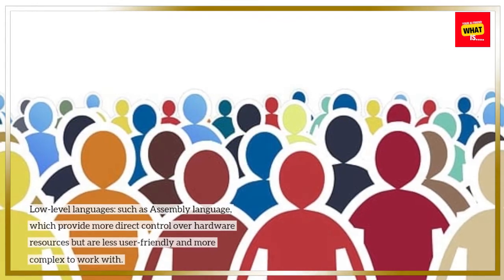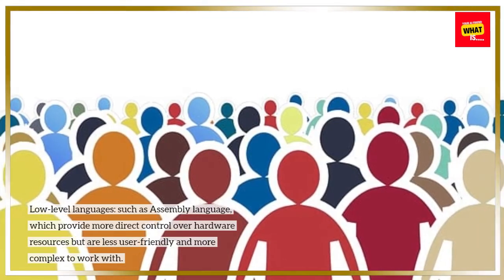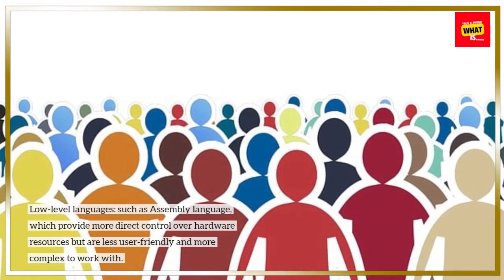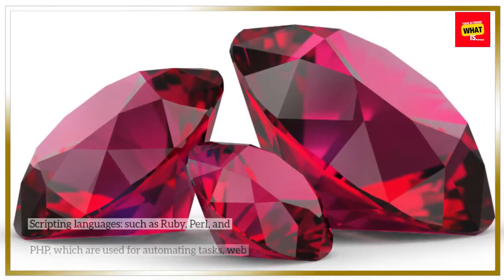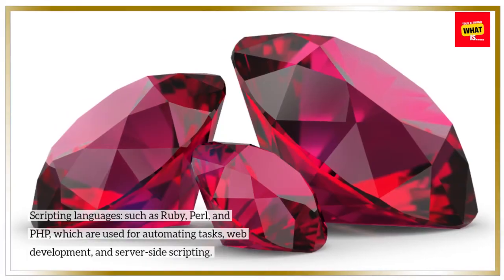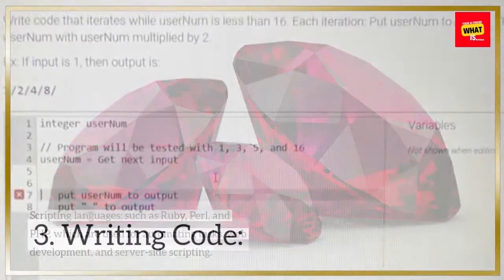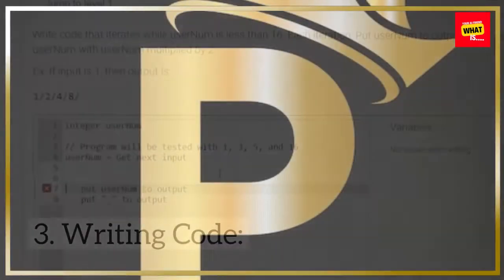Low-level languages, such as assembly language, which provide more direct control over hardware resources but are less user-friendly and more complex to work with. Scripting languages, such as Ruby, Perl, and PHP, which are used for automating tasks, web development, and server-side scripting.